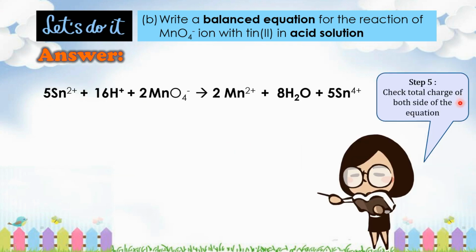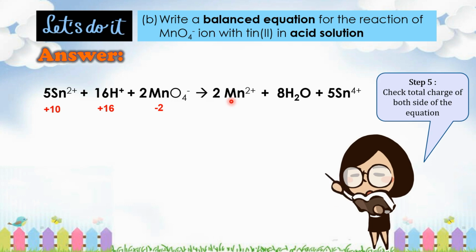Step number 5, you have to check the total charge of both sides of the equation, meaning the reactant side and also the product side. So we calculate. 5 times 2+, we get positive 10. 16 times 1, so positive 16. 2 times negative 1, so negative 2.